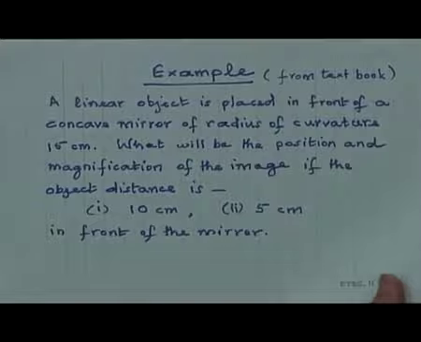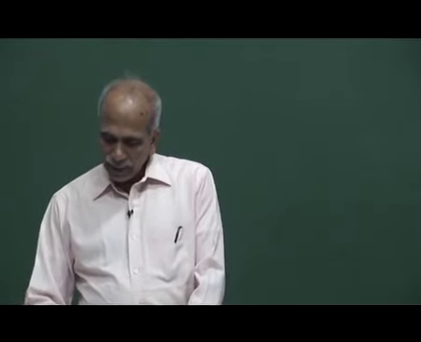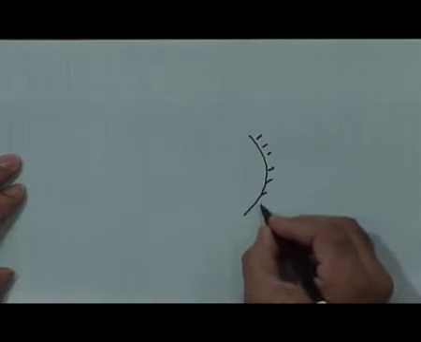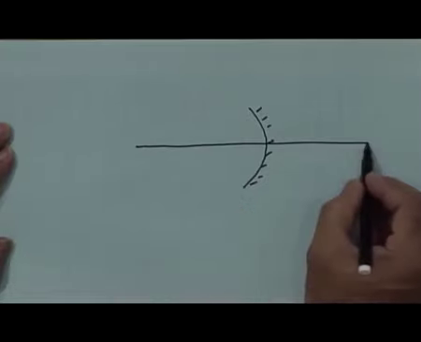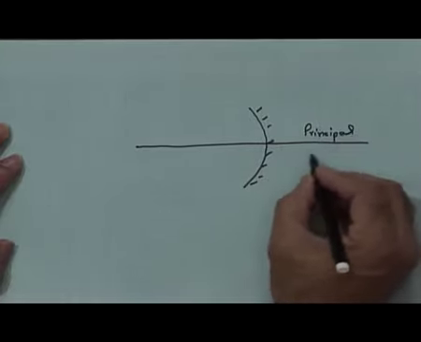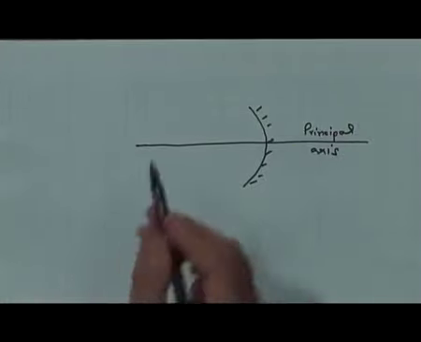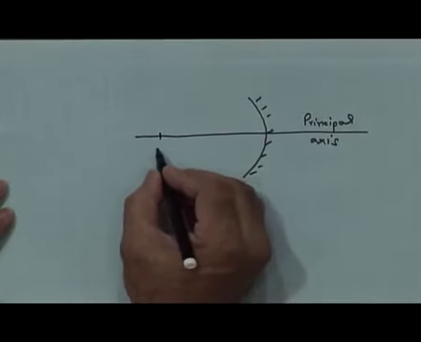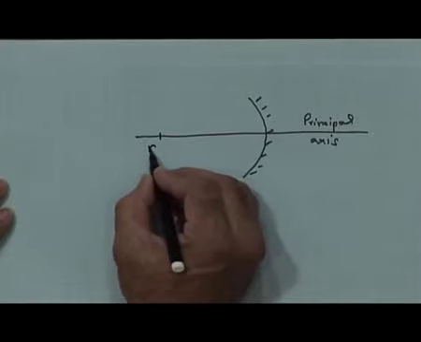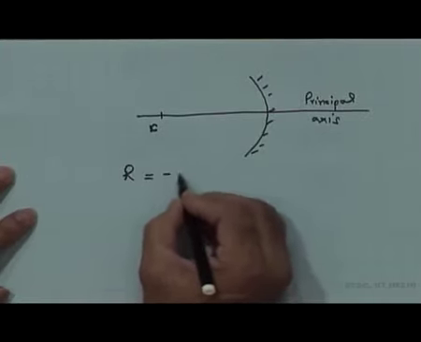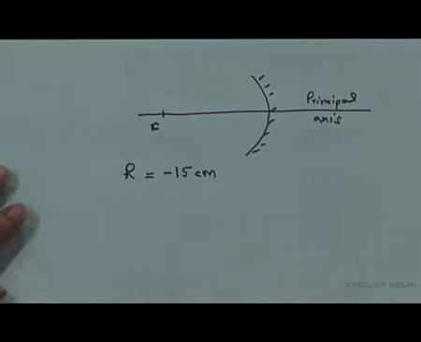So, let me work this out for you. The problem says a linear object is placed in front of a concave mirror. So here is the concave mirror, this is the principal axis, and the radius of curvature is 15 centimeters. Because it is a concave mirror, the center of curvature is in front. So this is the point C, and we have R equal to minus 15 centimeter.